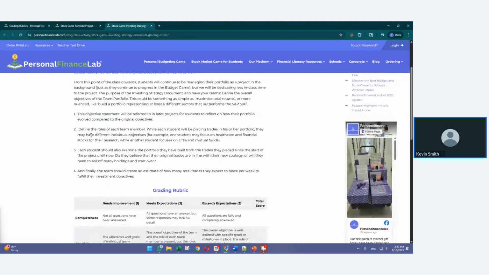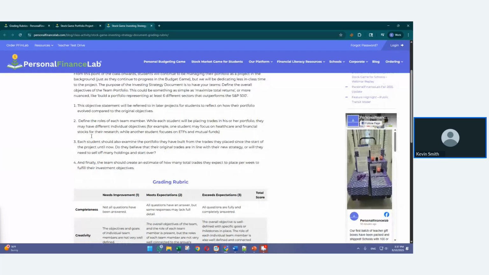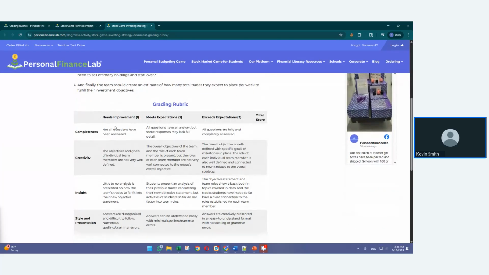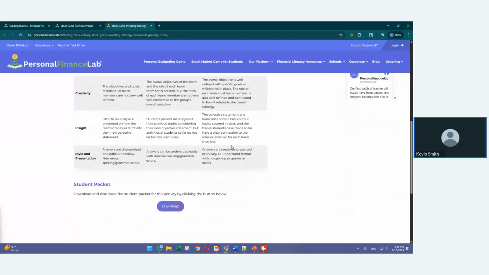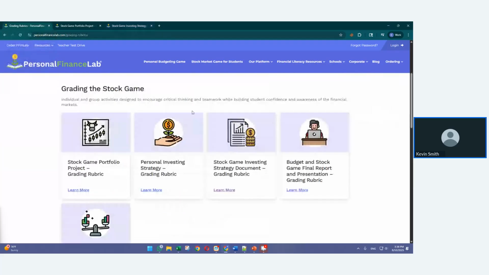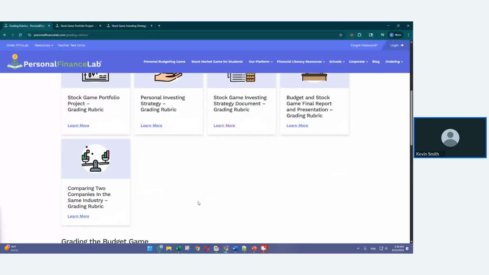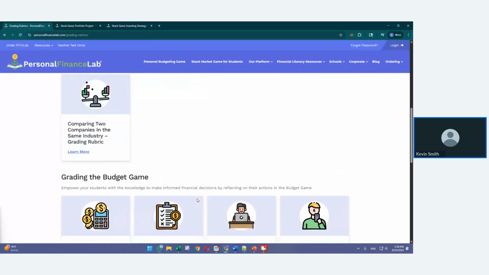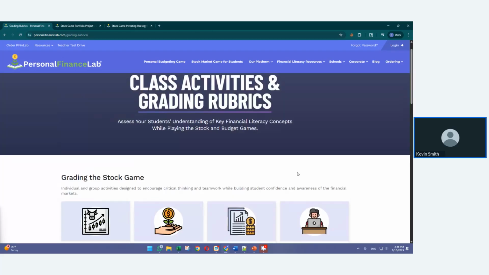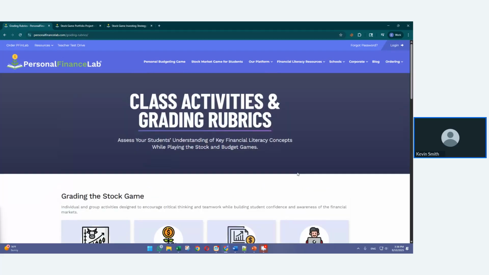this one's for a longer game. Again, this one's dividing students into teams, and it has the grading rubric for how well students are actually following this. So when we send out the follow-up with the recording of this, I'm going to include the links to the grading rubric. And we have them for the budgeting game too. It's just an idea of how you'd grade your class.